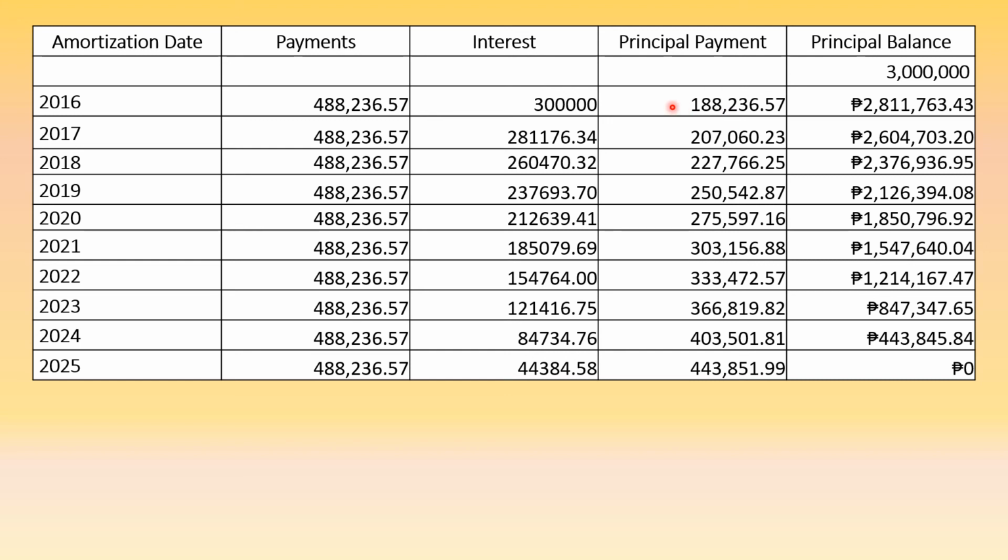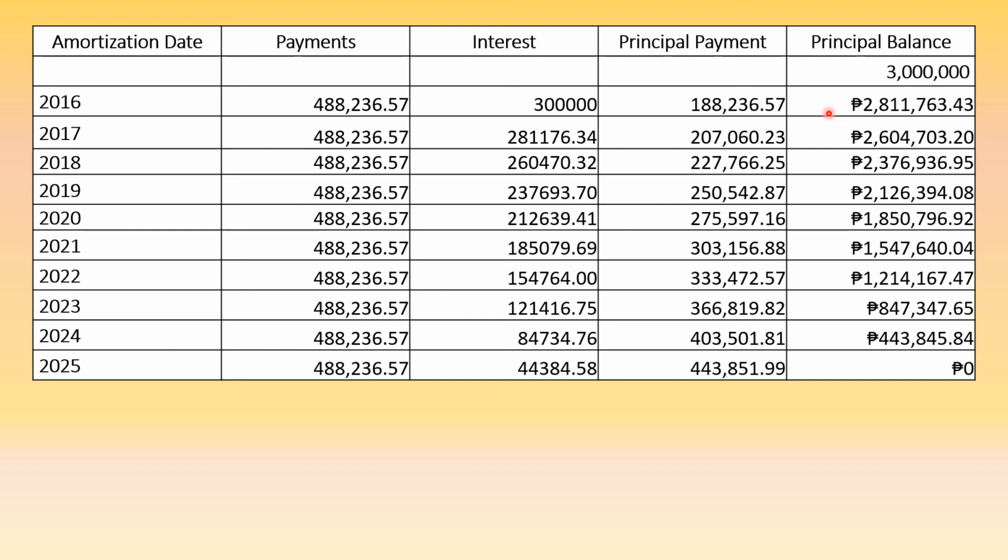For our fourth step, find the outstanding balance at the end of each period. How? Subtract the principal payment from the outstanding balance, which is our 3 million pesos. So we have 3 million pesos minus 188,236.57. For 2016, our principal balance is 2,811,763.43 pesos.